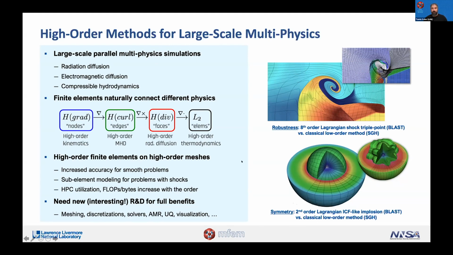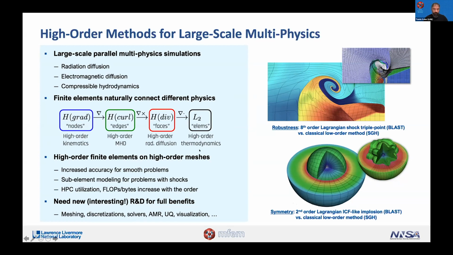The example from that is the BLAST code. Rob will have a talk on the Marble project, which includes BLAST. And BLAST is a large-scale high-order multiphysics ALE code at Livermore that combines radiation diffusion, electromagnetic diffusion, and compressible hydrodynamics.